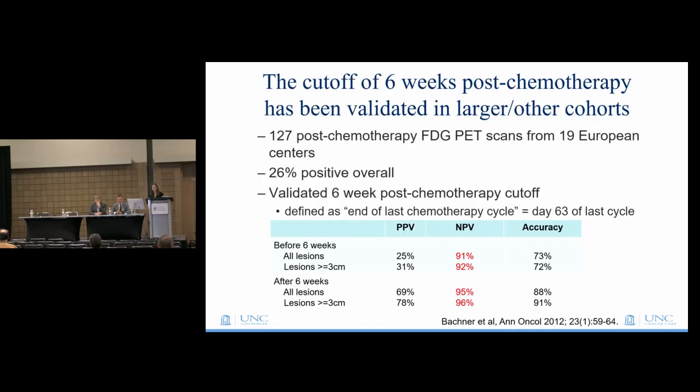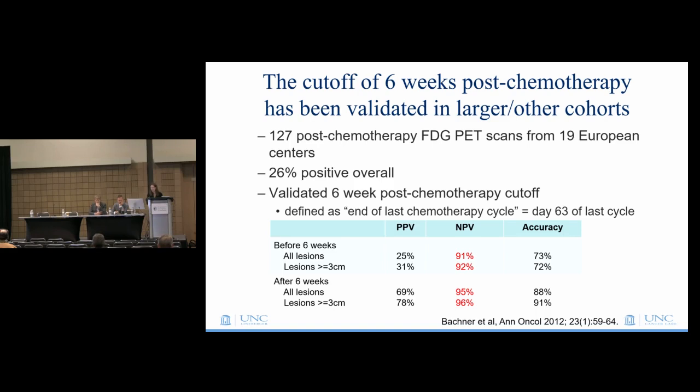Now, also out of the SEMPET study, it looked like waiting longer after chemotherapy was better. And so they prospectively set this cutoff of waiting at least 6 weeks after you stop chemotherapy. And then there have been larger studies that actually validated this time frame. This is another really important point about using PET in the post-chemotherapy seminoma setting. So this study looked back at 127 patients who had PET scans from 19 different centers in Europe. All of these studies are from Europe. They're much better at studying testis cancer than we are. And out of them, only 26% of patients had positive PET scans.